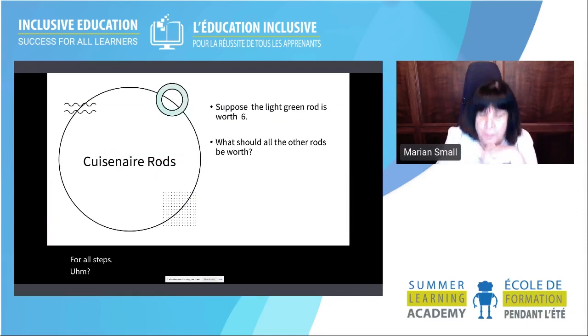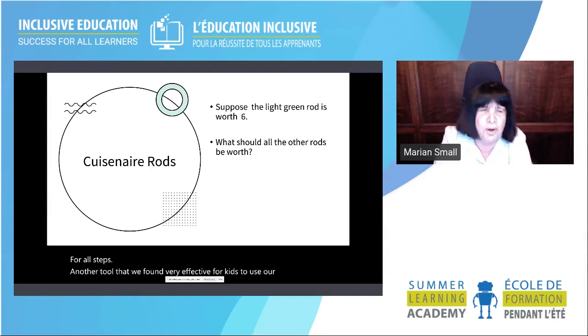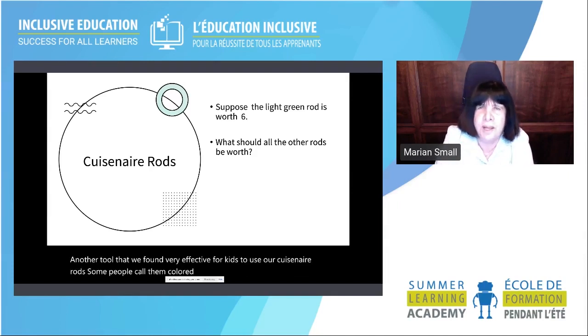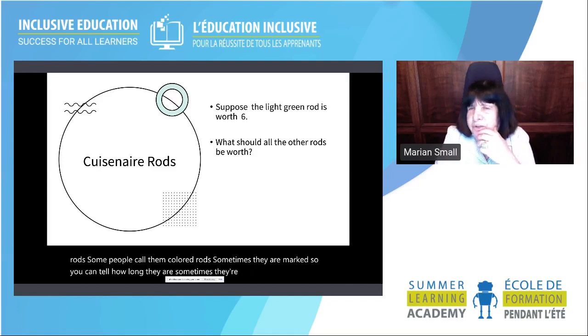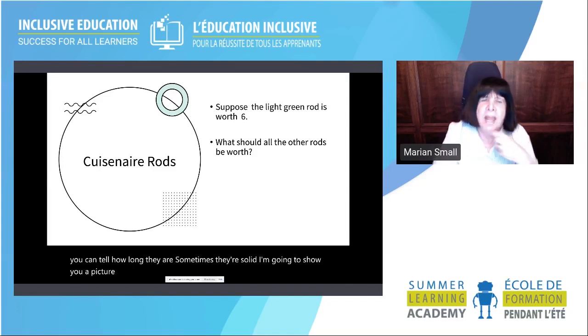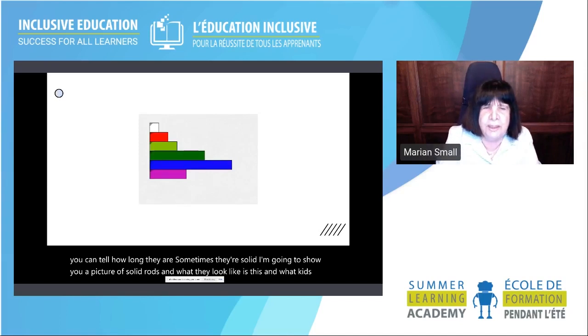Another tool that we found very effective for kids to use are Cuisenaire rods. Some people call them colored rods. Sometimes they are marked so you can tell how long they are. Sometimes they're solid. I'm going to show you a picture of solid rods, and what they look like is this. And what kids are supposed to do is figure out the lengths of all the rods that they see.